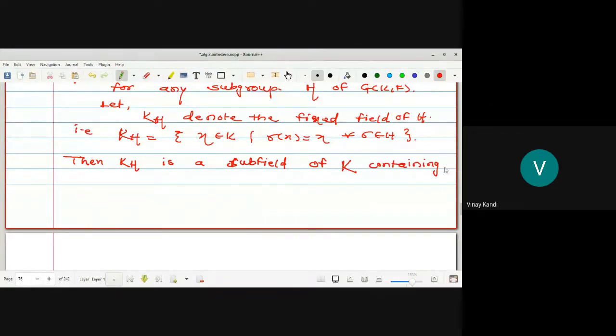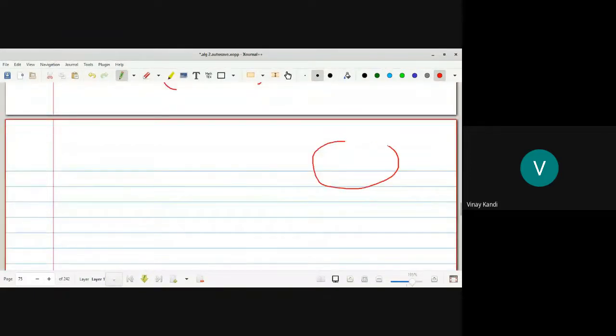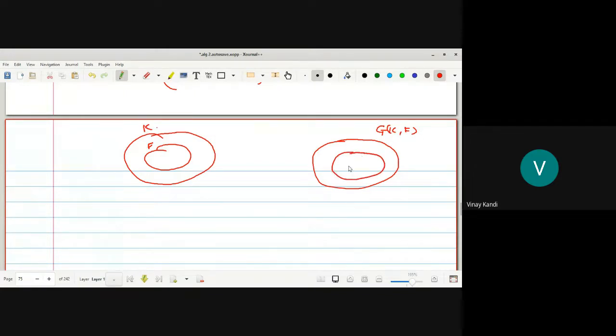Okay, that means the highest, what will it be for you? Since H is contained in what? GKF. Okay, wait a minute, you will understand how. This is what? GKF. And this one is? This is F. This one is K. Now this one is what? H. Suppose this is sigma 1, this is sigma 2. These are the elements of GK. Now this sigma 1 and sigma 2 leave every element of F fixed.